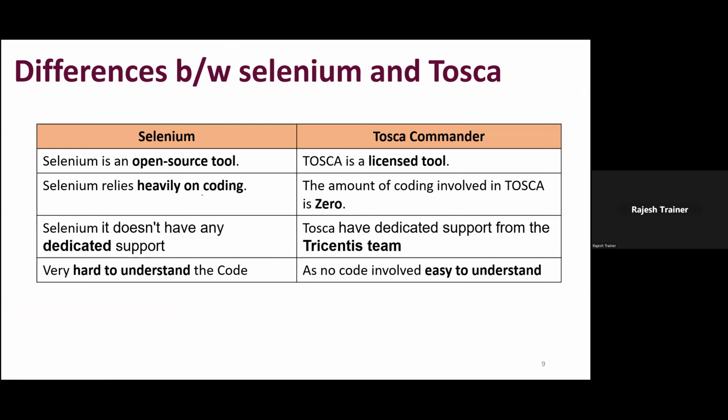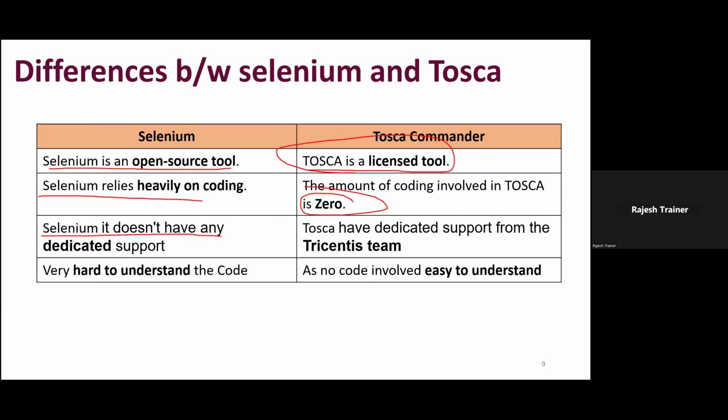So we have mainly two major tools in the market. First one is Selenium and second one is Tosca Commander. Selenium is open source, we all know, and Tosca is a licensed tool. Selenium relies heavily on coding, which means we need to write a lot of code to automate a web application, API testing, any kind of test cases. Tosca is zero-code automation, which means we won't write any code.